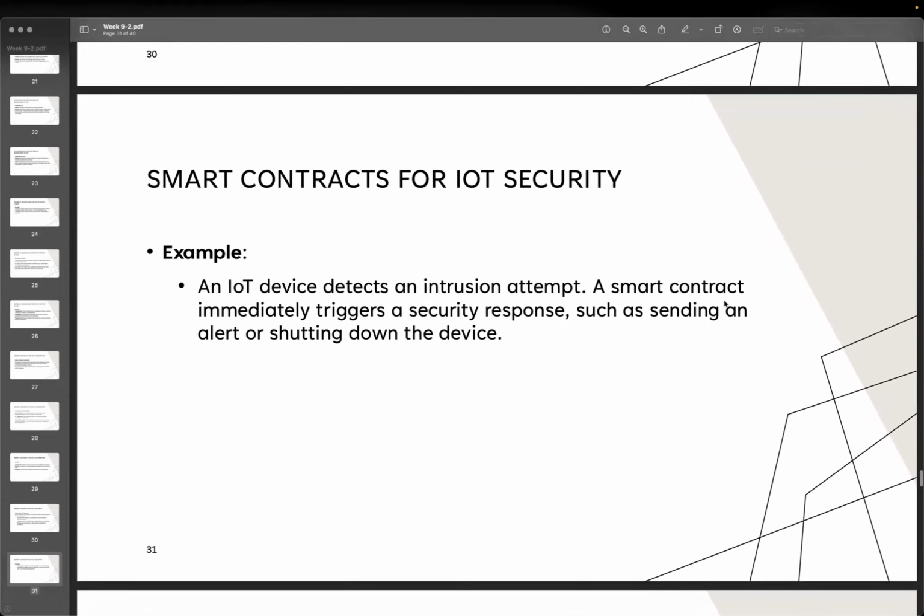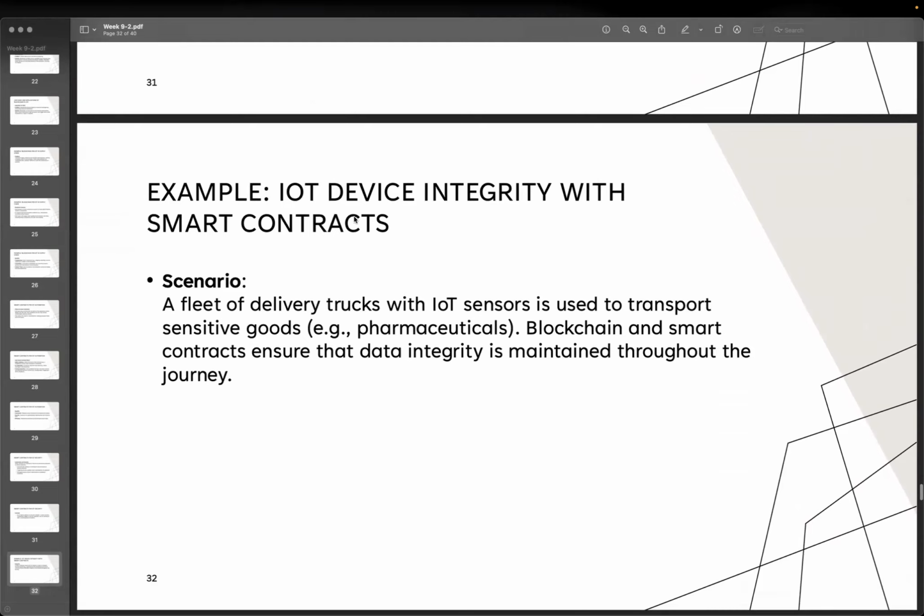Right here, we are using smart contracts where IoT devices are integrated. Let's say we have a fleet of delivery trucks connected with IoT sensors, used for transporting sensitive goods. When we apply blockchain and smart contracts, we can ensure data integrity, which we can maintain throughout the whole journey.